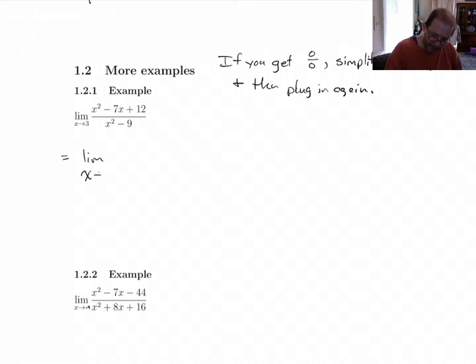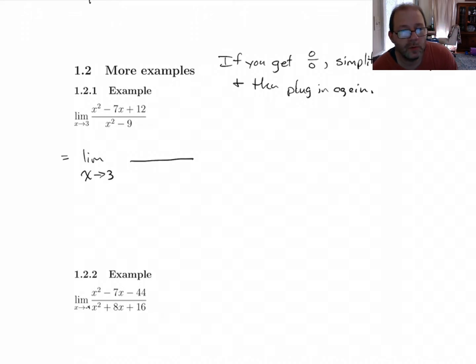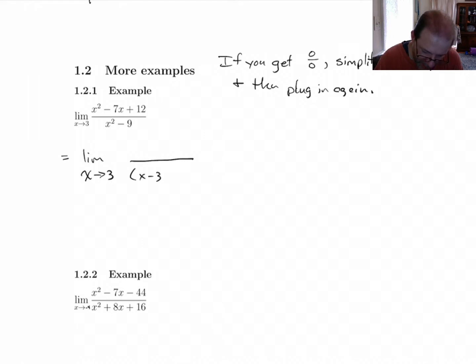X goes to 3. Now, here's a nice thing. We need to factor this. The bottom factors into x minus 3, x plus 3. Since 3 is a zero of this polynomial, x minus 3 is going to be one of the things it factors into. Same for the top. It'll factor into x minus 3 and also x minus 4.